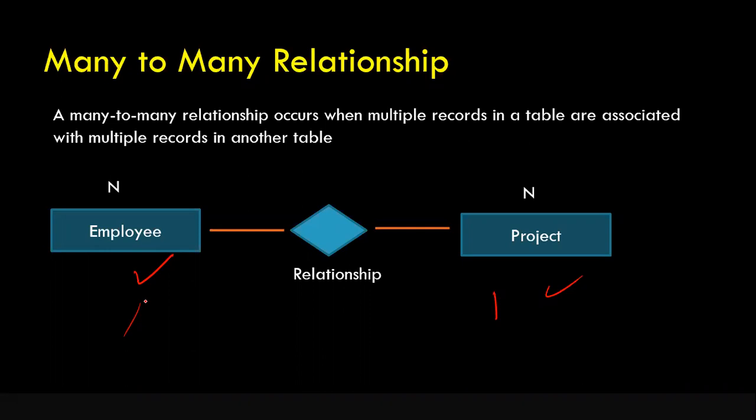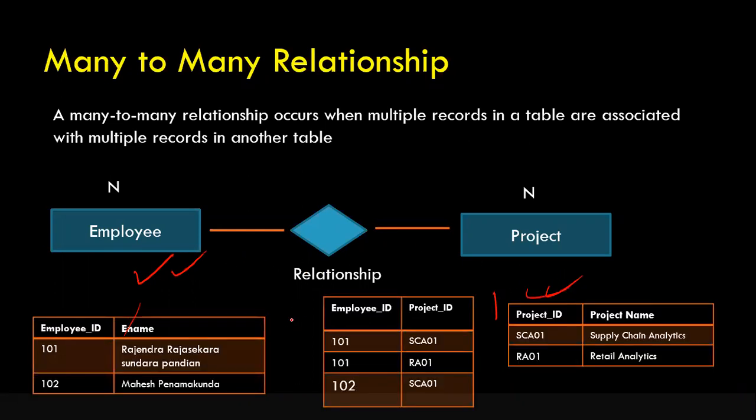This is one of the commonly occurring relationships in real-time scenarios. We need to treat this kind of many-to-many relationship specially. We cannot simply implement many-to-many just like this. You need to have something called a bridge table. With the help of a bridge table only, you can implement a many-to-many relationship.